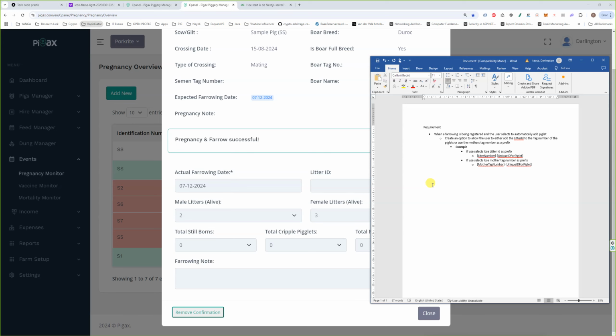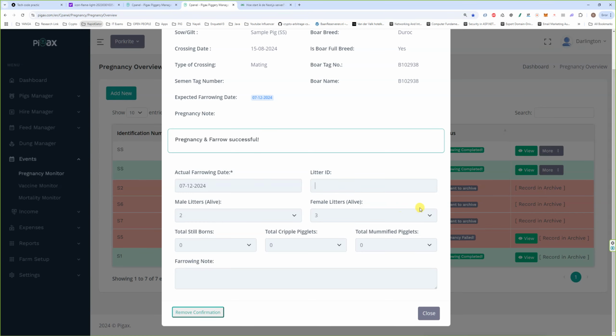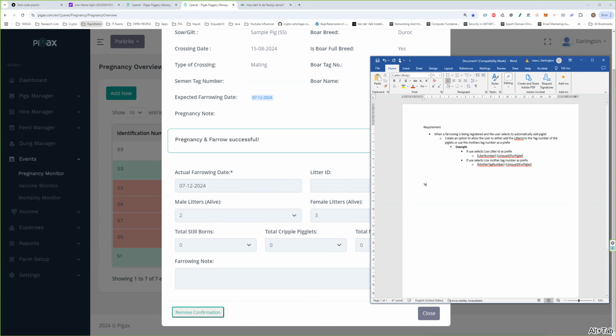So I'm going to give you guys an assignment. What do I want you guys to do? I want you guys to write a test case for the Faro registration, which means that when you register this Faro, what is the right thing that should happen?